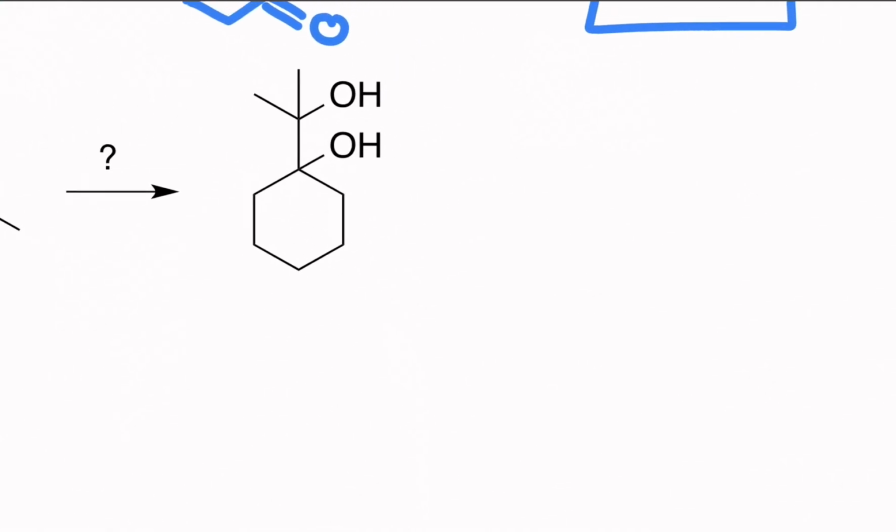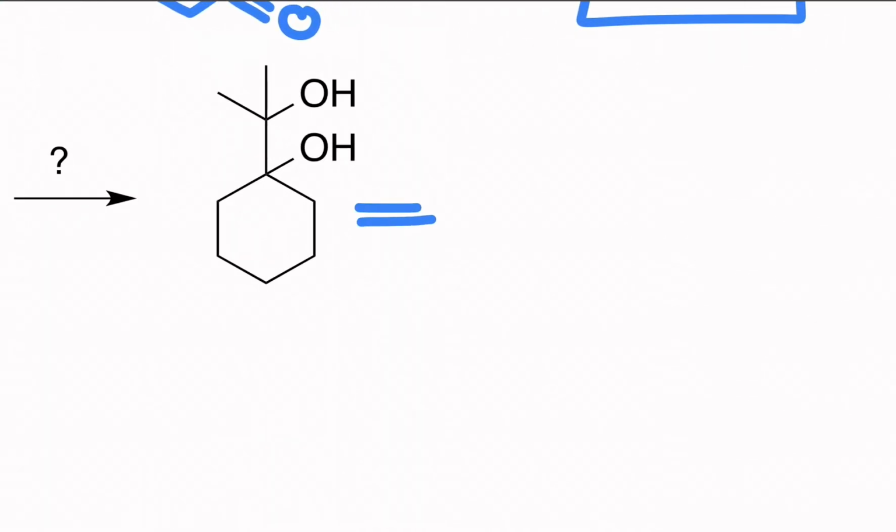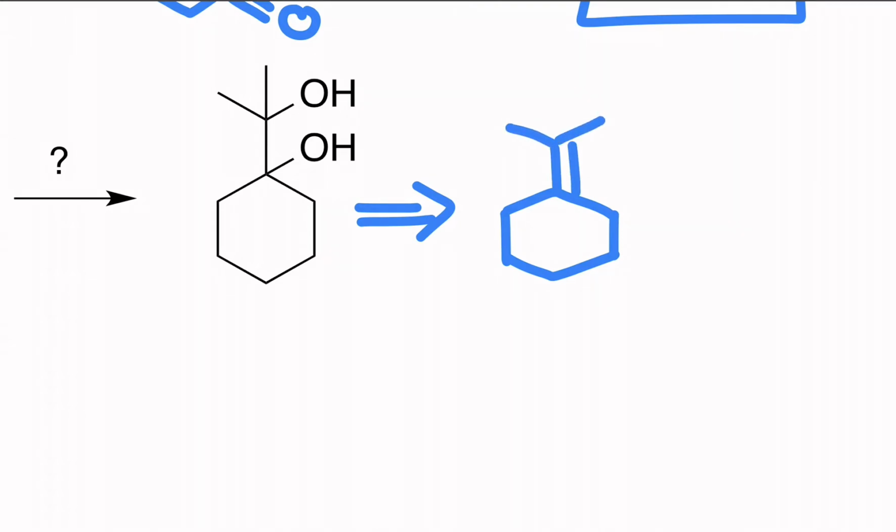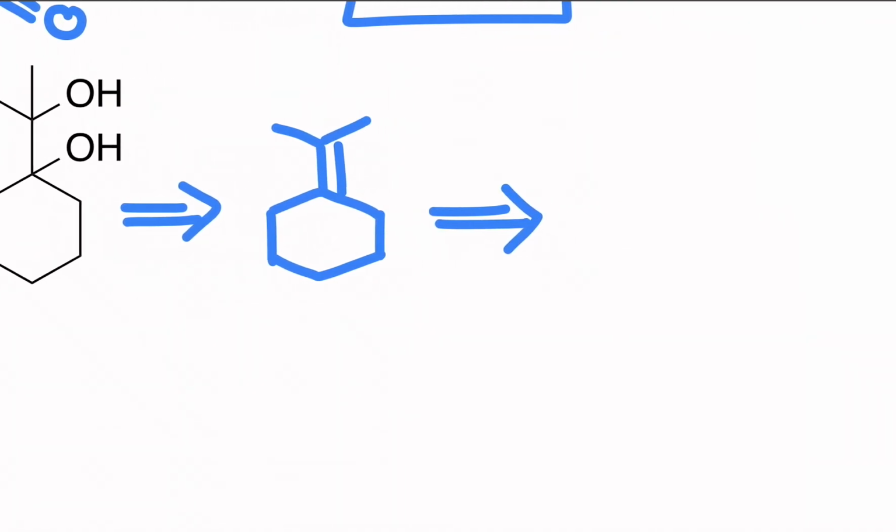Okay, for B, I'm going to do a quick retrosynthesis for B as well. This is a diol, and there's only one good way to make a diol that we've seen, and that's from the alkene. You could do a dihydroxylation. And an alkene I'm going to propose we make with our new reaction, the Wittig.